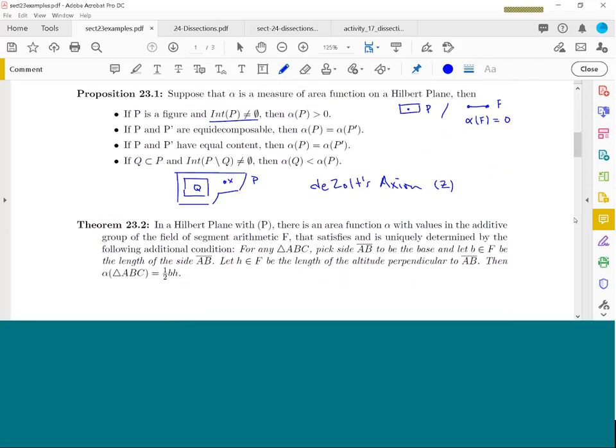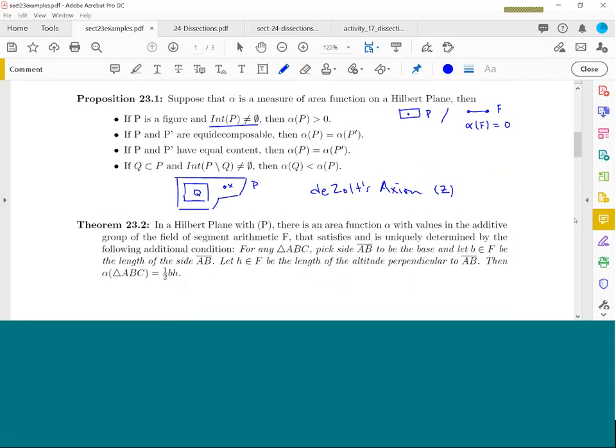Oh, we'll hide that one next. All right, so the next theorem is theorem 23.2, and this one right here is extremely important because it's actually the only one where we have a hard and fast formula for area for a specific type of figure. So it's got a lot of setup and then one really key conclusion that you guys already know.